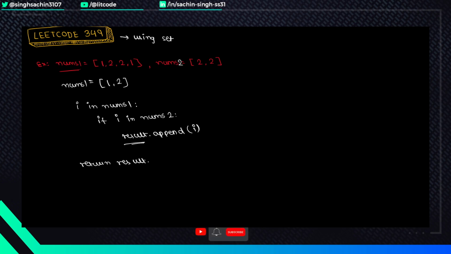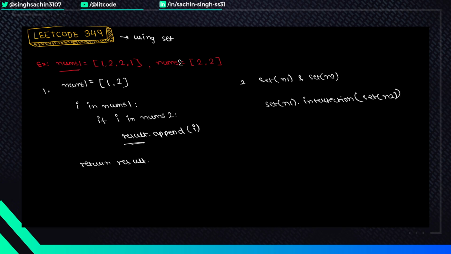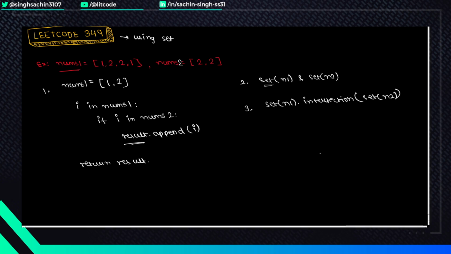Or what you can do, you can just simply use set of nums1 and set of nums2. Or there is another method. We will take set n1 dot intersection set n2. So these are the three methods which can be used. There are many other ways as well, using sets only. Okay, so yeah, let's check out the code as well. It will be a very simple code.